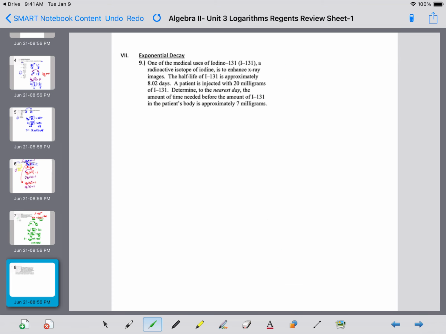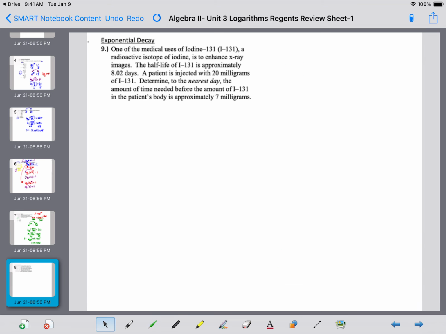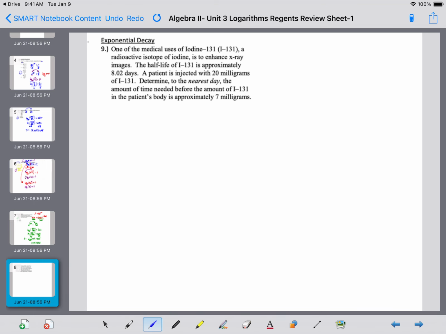All right, last question. One of the medical uses of I-131, a radioactive isotope of iodine, is to enhance X-ray images. The half-life of I-131 is approximately 8.02 days. A patient is injected with 20 milligrams of I-131. Determine to the nearest day the amount of time needed before the amount of I-131 in the patient's body is approximately 7 milligrams.